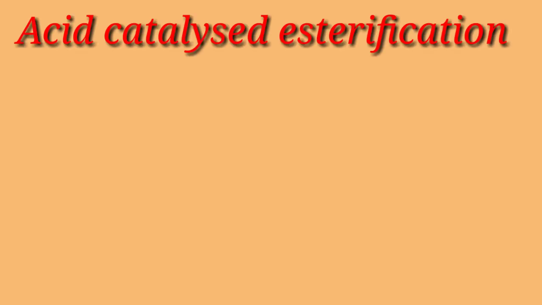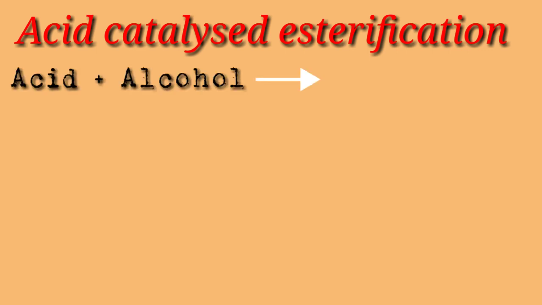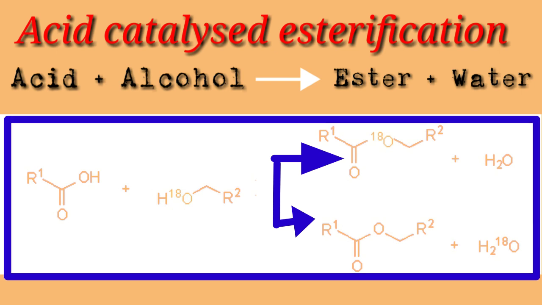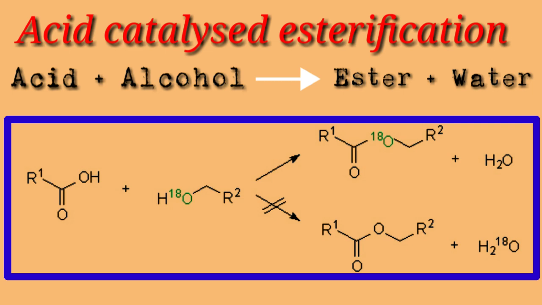We know that when acid and alcohol react with each other, it gives us ester and water molecule. But the question arises that the oxygen atom present in the water molecule or in the ester molecule comes from which starting material, that is either from acid or alcohol. Here we can get rid of this dilemma if the reaction is carried out with an oxygen labeled alcohol, that is 18 oxygen labeled alcohol.